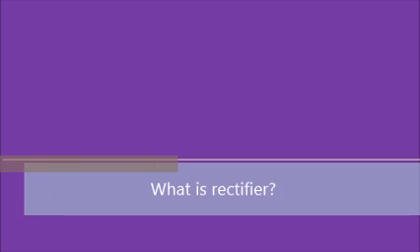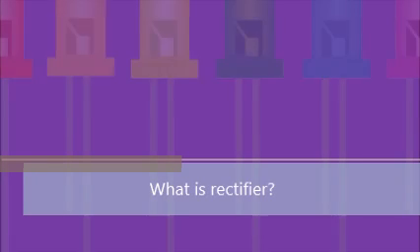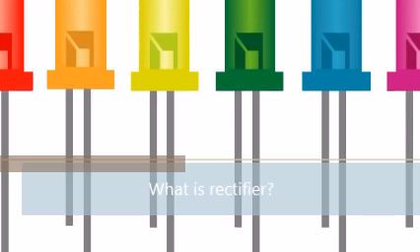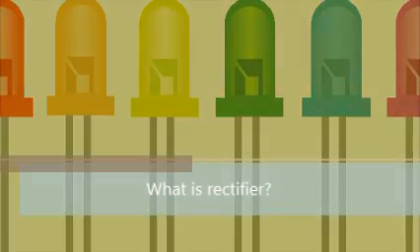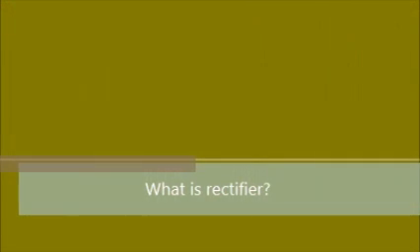What is a rectifier? A rectifier is an electronic circuit that converts AC voltage to DC voltage. It can be implemented using a capacitor-diode combination. The unique property of diodes, permitting the current to flow in a single direction, is utilized here.